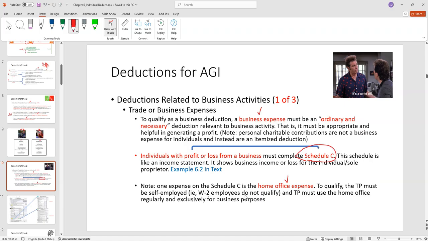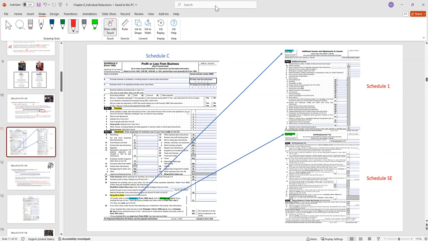Even if you are self-employed, the home office expense is a big one. It's not that you can't get it, but it's an often audited item. So if you're going to take that and you're self-employed, you really need to do your due diligence. But for example, Schedule C, profit or loss from a business. Think a one-man show business.